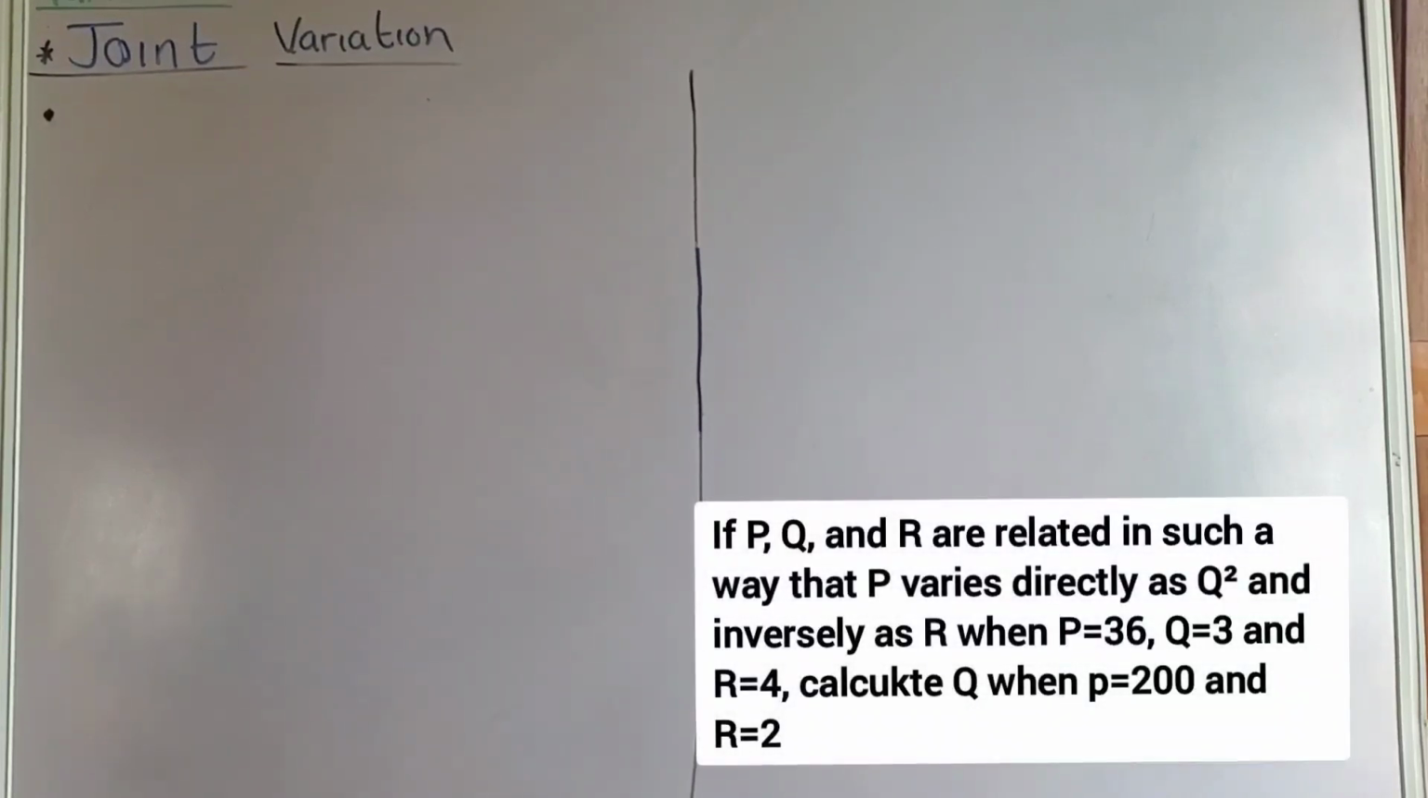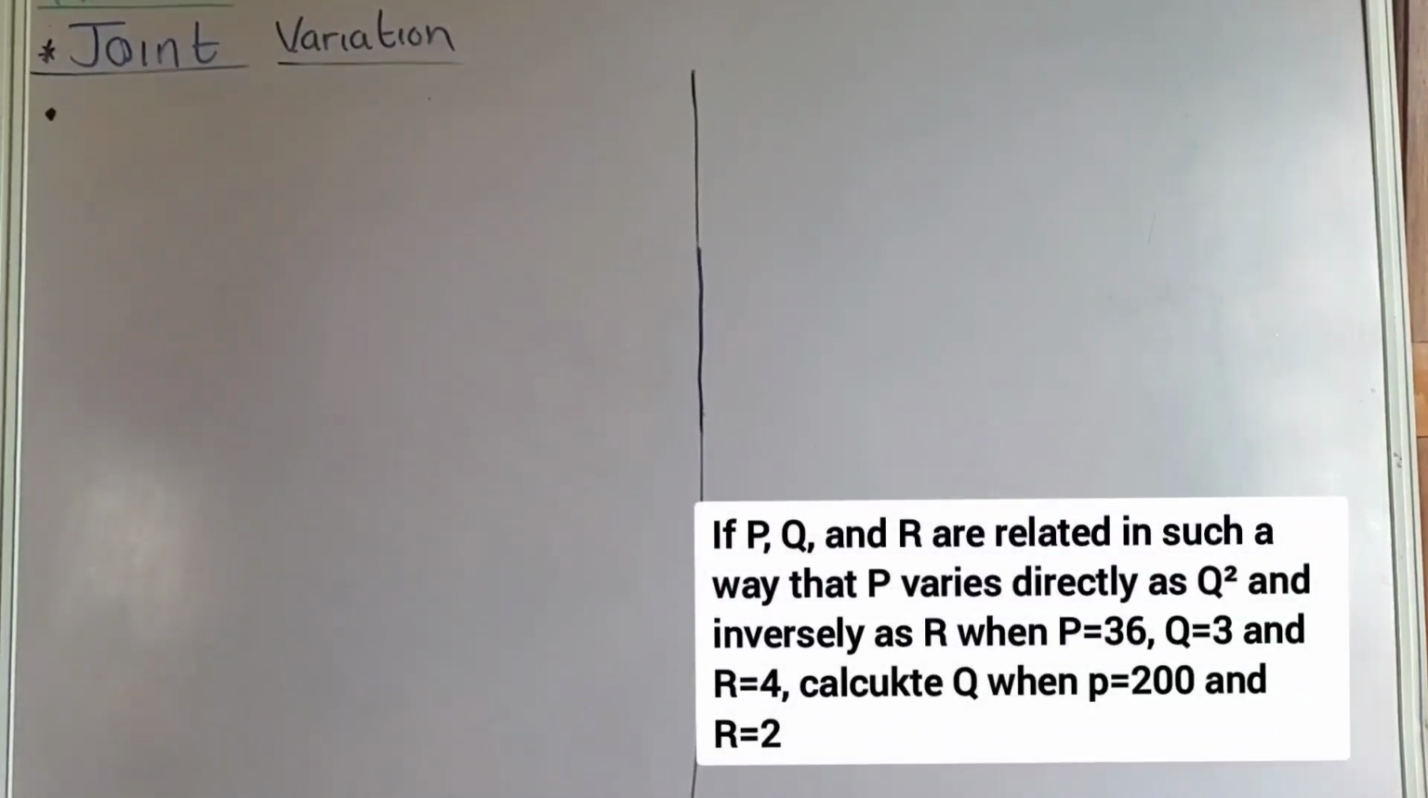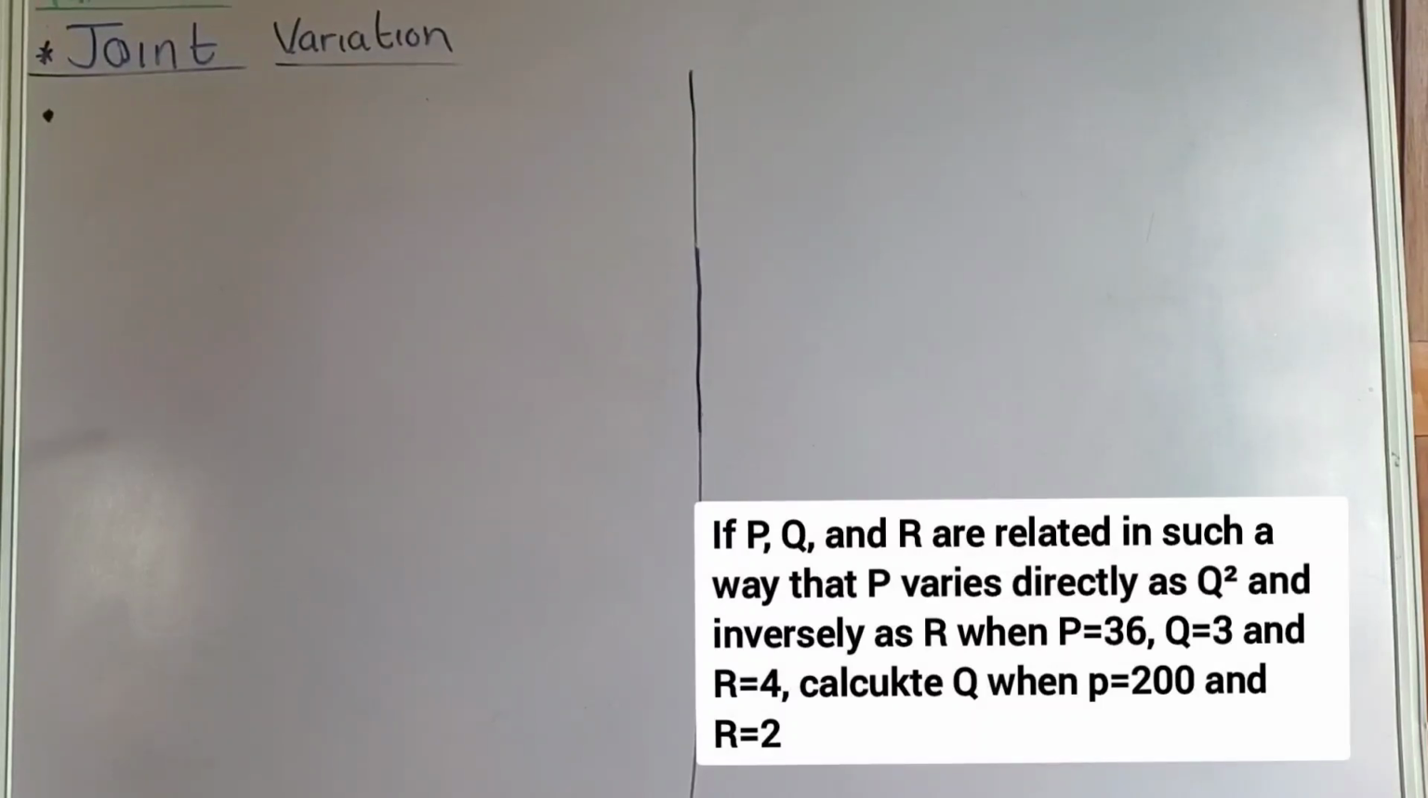Let's consider this question on joint variation. If P, Q, and R are related in such a way that P varies directly as the square of Q and inversely as R, when P is equal to 36, Q is equal to 3, and R is equal to 4, calculate Q when P is equal to 100 and R is equal to 2.